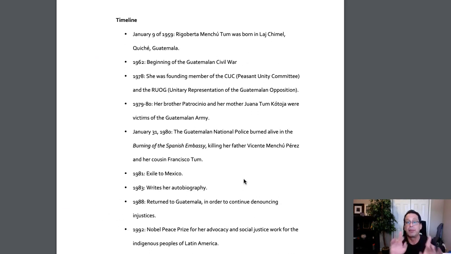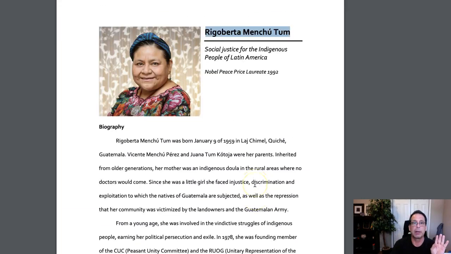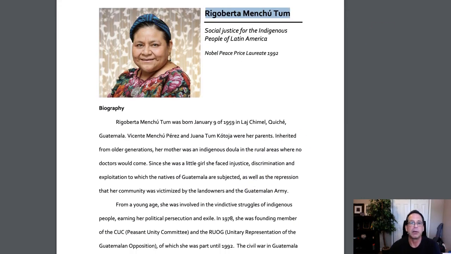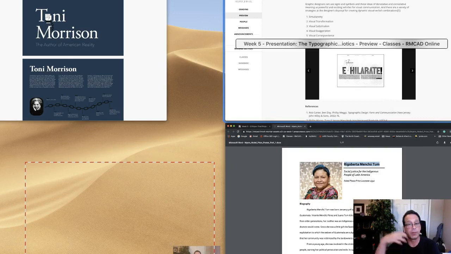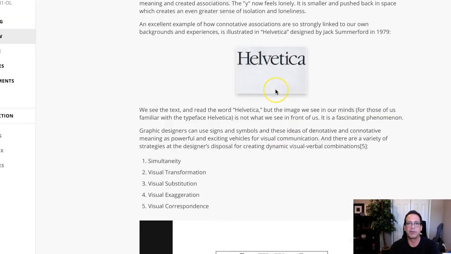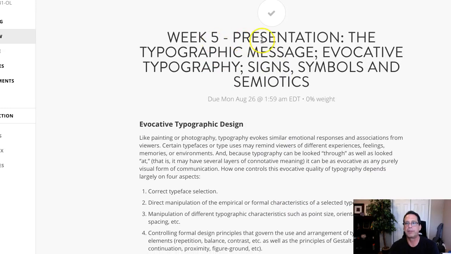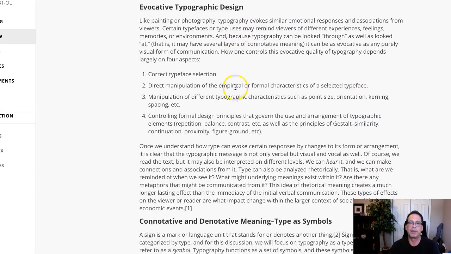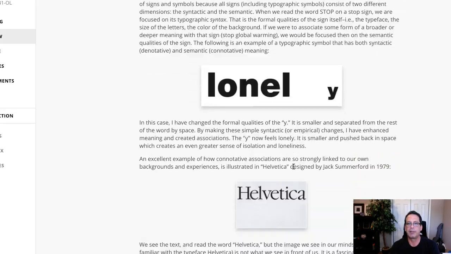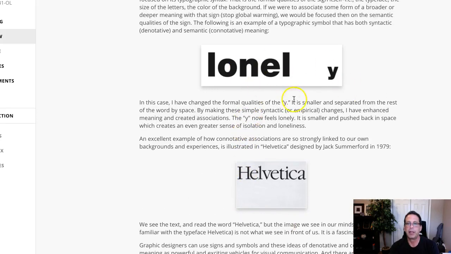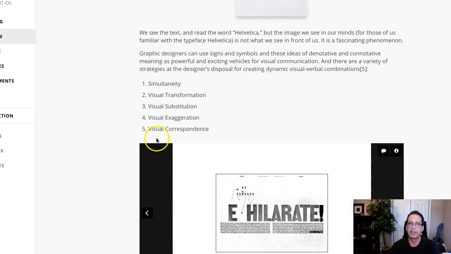Okay, now at this point, I wanted to share a couple of areas in the classroom that I think you should really concentrate your efforts on before doing any more work on this project. The first one is this area right here. This is the week 5 presentation. Read through it. It's a great presentation, but I really want to draw your attention to this right here.